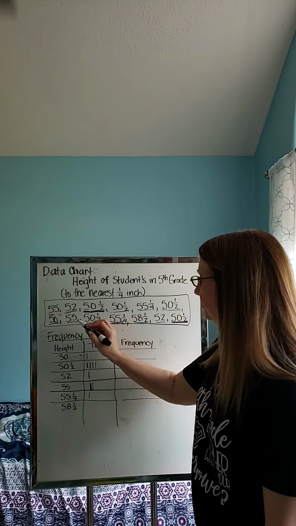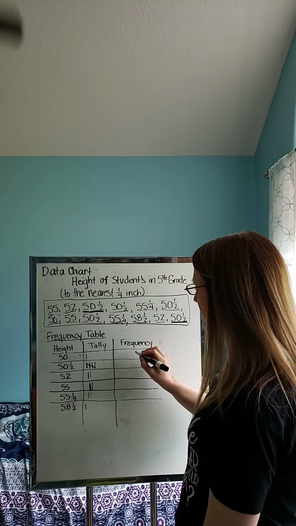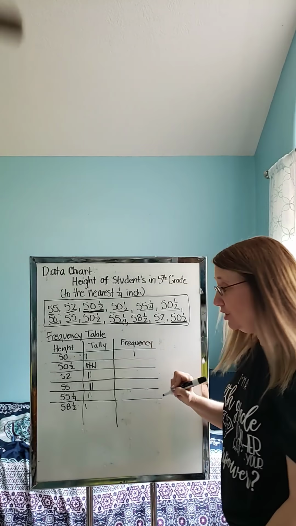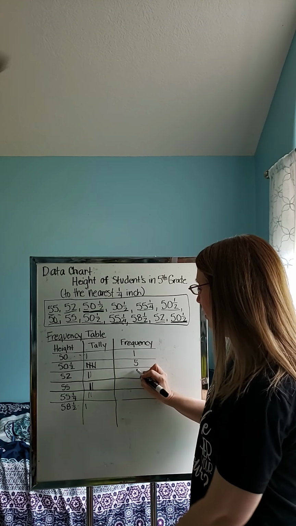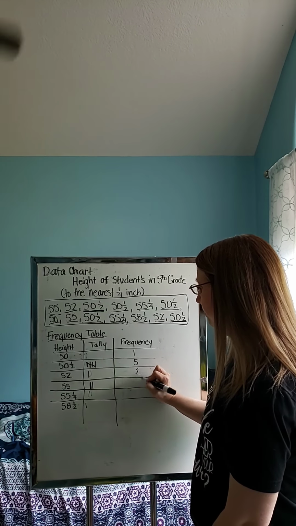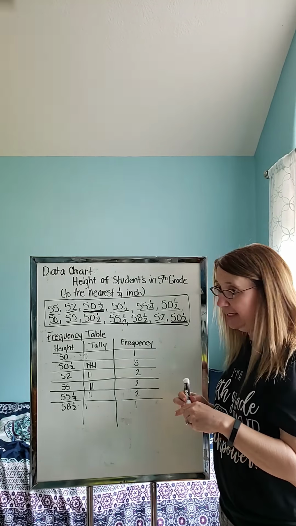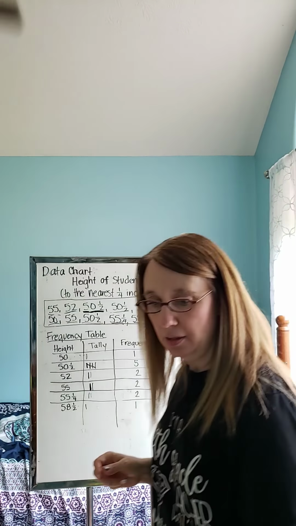13. Let's see if I do. 1 plus 5, 6, 7, 8, 9, 10, 11, 12, 13. Okay, good. So the frequency of 50 inches is 1. We have one person that's 50 inches. We have 5 people that are 50 1/2 inches. We have 2 people that are 52 inches. We have 2 people that are 55 inches. We have 2 people that are 55 1/4, and 1 person that's 58 1/2. So now we would take this information and we would make it into a line plot.